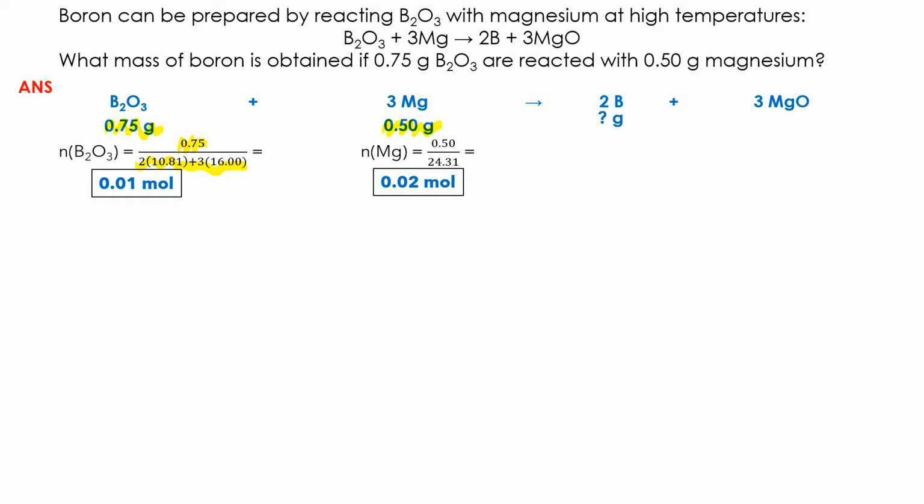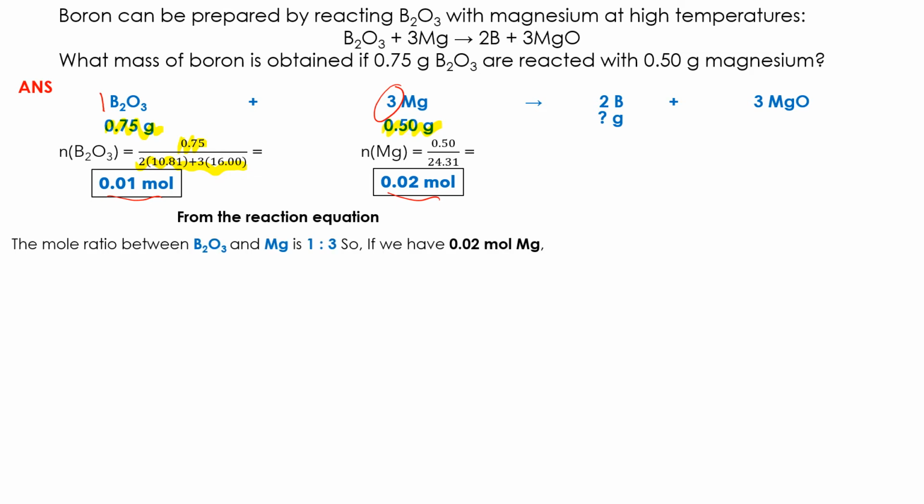Okay, so now it's time to check which one is the limiting reactant. Why can we do that? Because we have the mole ratio. In this problem, we have 1 mole here and 3 moles here, so the ratio is 1 to 3. And we have now those givens, so we need to check which one is limiting. From the reaction equation, we can see that the mole ratio between B2O3 and magnesium is 1 to 3.